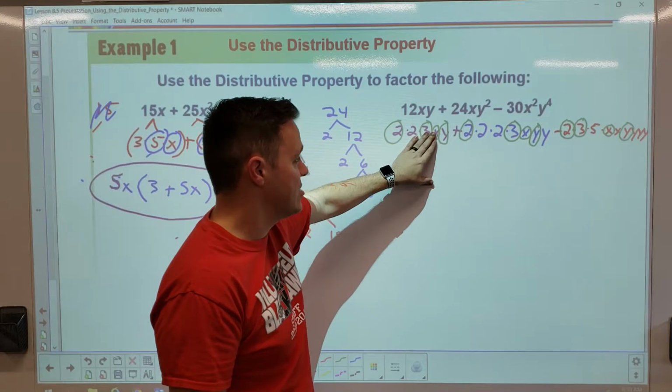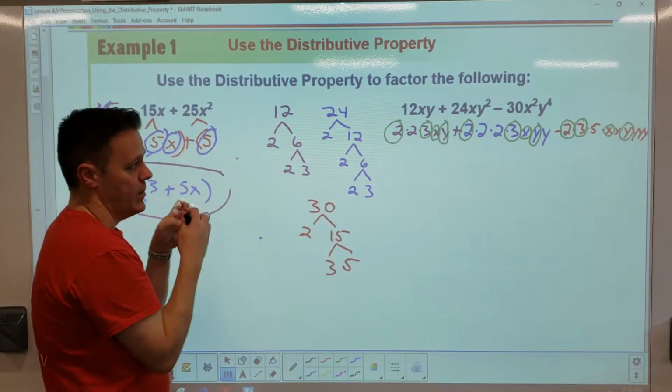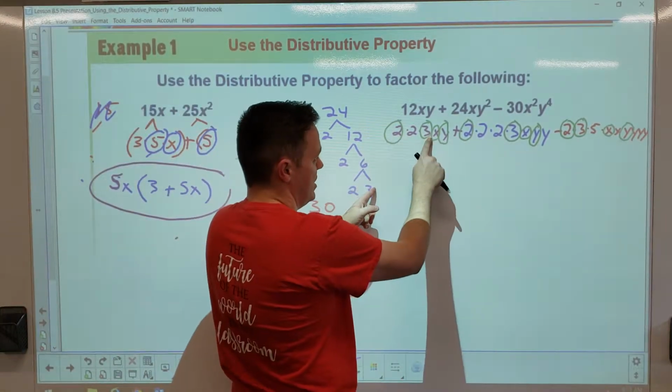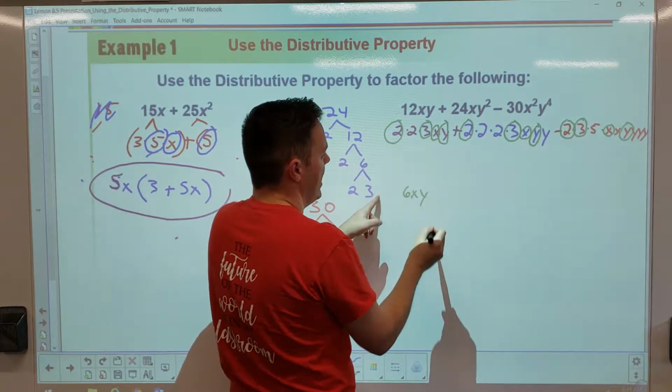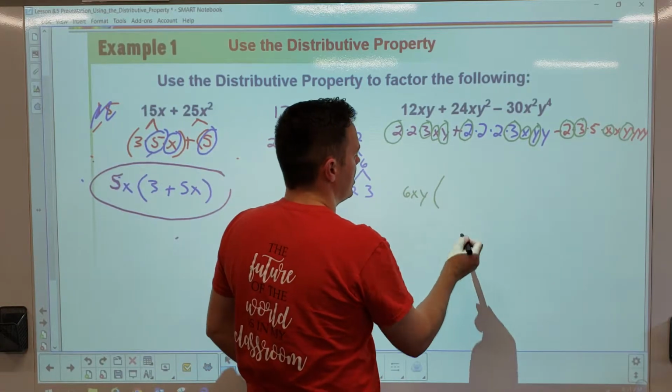This one doesn't have any extra. So it's what can you factor and rip out. So what we can rip out is 2 times 3, which would be 6, and then we have an x and a y. So that's our factoring. So now we're going to close the bracket.